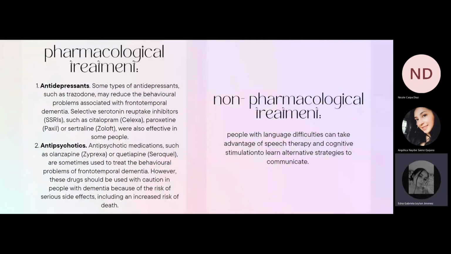2. Antipsychotics. Medications such as olanzapine or quetiapine are sometimes used to treat the behavioral problems of frontotemporal dementia. However, these drugs should be used with caution in people with dementia because of the risk of serious side effects, including an increased risk of death. 3. On the non-pharmacological side, people with language difficulties can take advantage of speech therapy to learn alternative strategies to communicate.